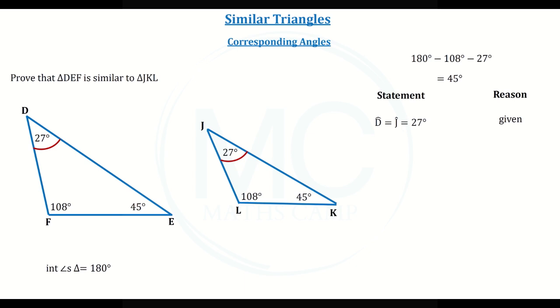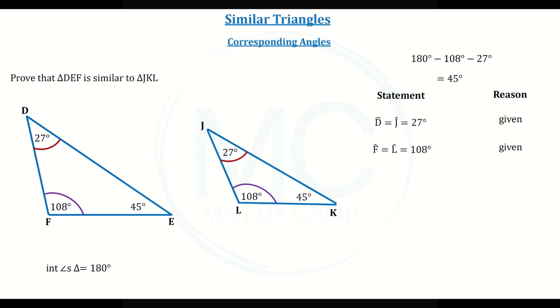For the sake of explanation, I want to consider the information that has been given to us first. So let's skip E and now look at F. F is the last letter in DEF, so let's mark angle F in purple. L is the last letter in JKL, so let's mark angle L in purple as well. Angle F and angle L are both 108 degrees, so we can write the statement over here. This information has been given to us in the question, so our reason is given.